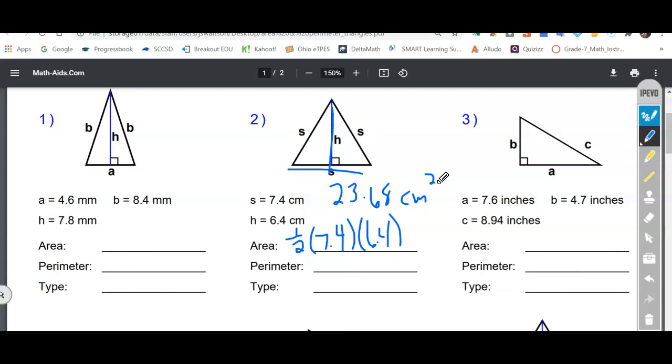All right, what is the perimeter then? What do I do to find the perimeter? LJ? 7.4 plus 7.4 plus 7.4, or I could go 7.4 times 3, right? Because all of the sides are the same, so I can just multiply it by 3. Either way works. What do I get? What'd you get? 22.2 centimeters. Is that correct, everybody? Yes. And what type of triangle is this?